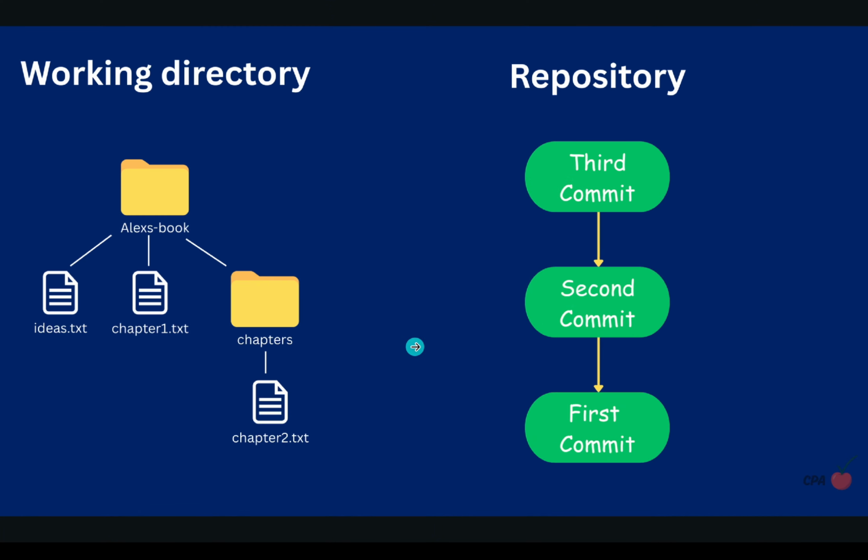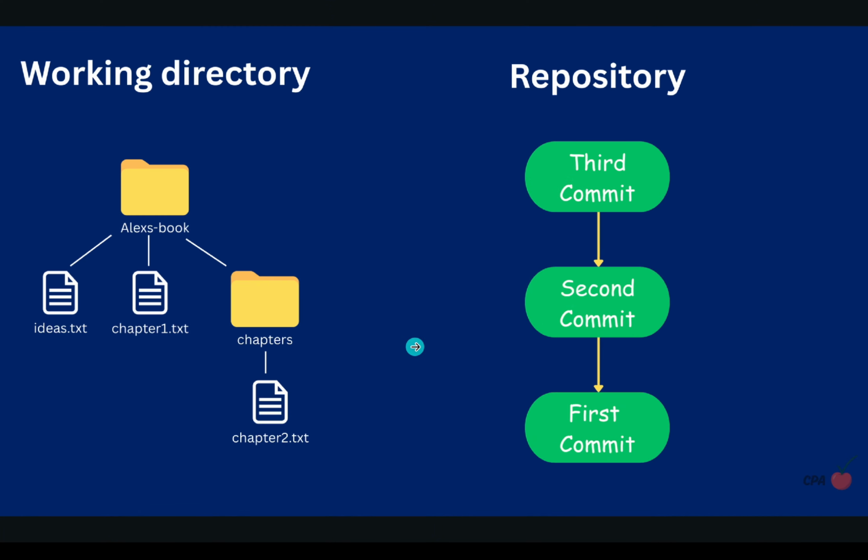Now, to explain how Git actually saves different versions of our files, we're gonna consider the following project. It's called Alex's book. So it's about our writer Alex, who basically has 3 files: ideas, chapter 1 and chapter 2. And so far, she has made 3 commits. And here is the tree of the third commit.